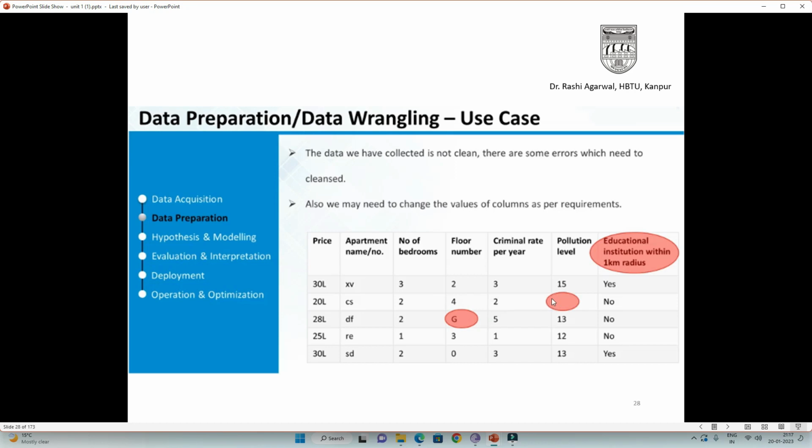So for this, I could either remove the entire row, in case I have enough data and I'm able to remove it. If I'm not able to remove it, then for the same location, if I have the pollution level, I could take that. Or I could also take a mean or average of the area around it and put it here. So there, it depends on the number of rows available with me.